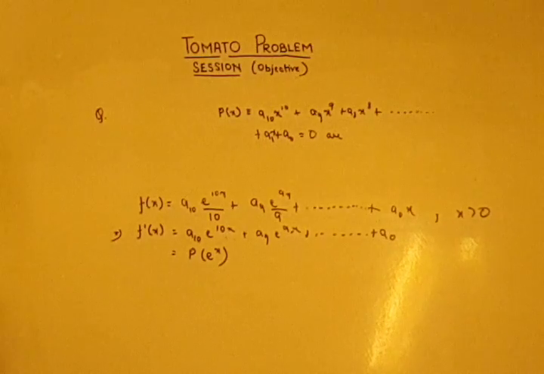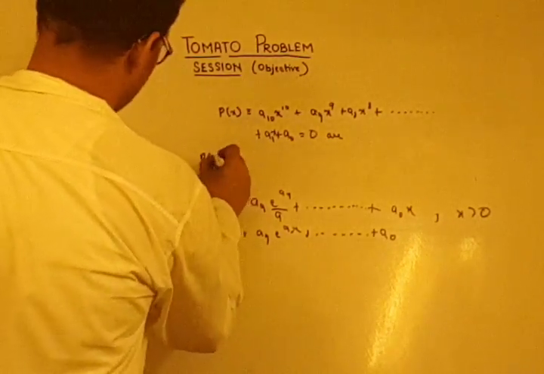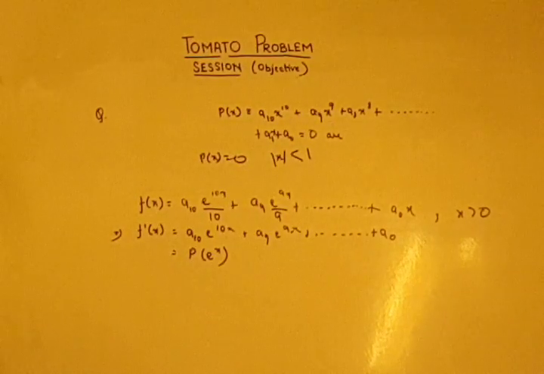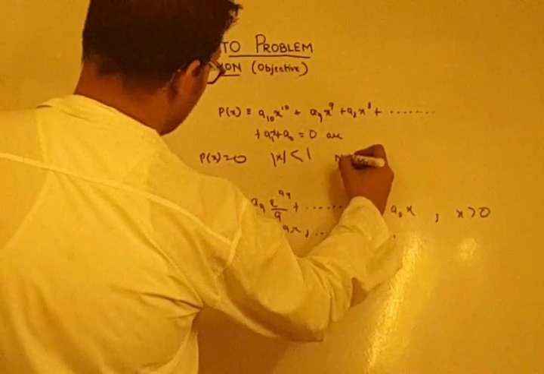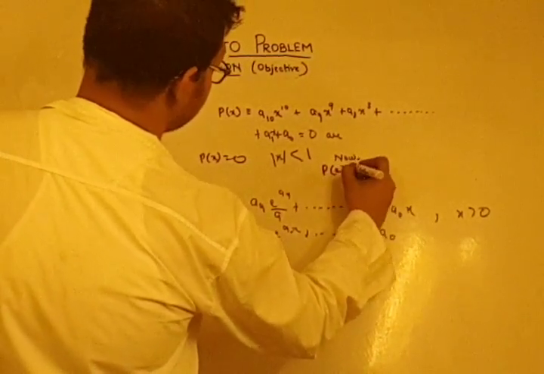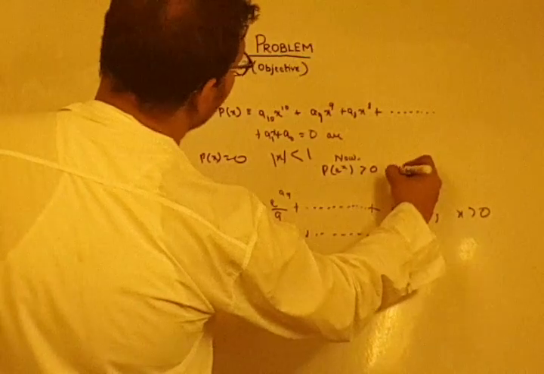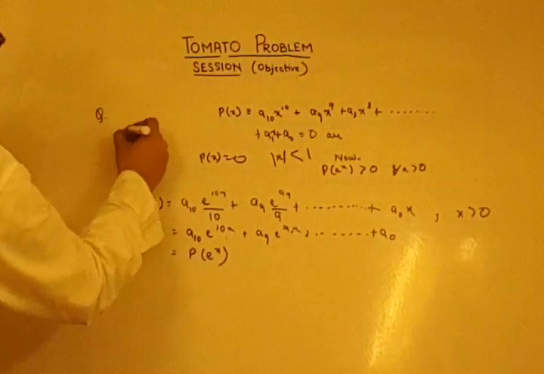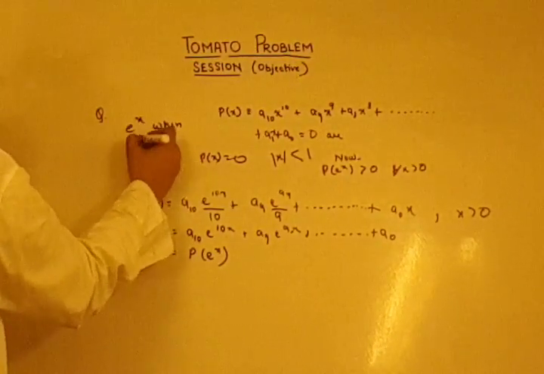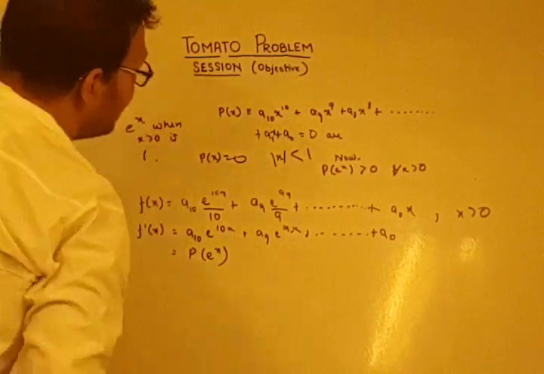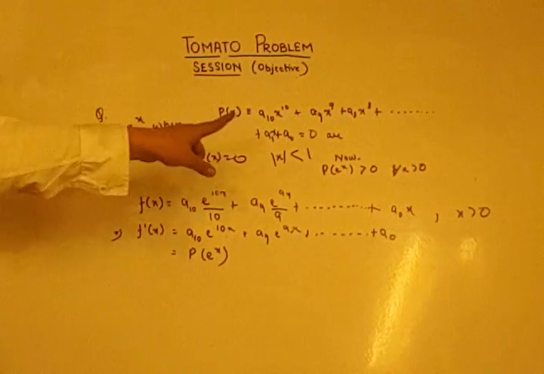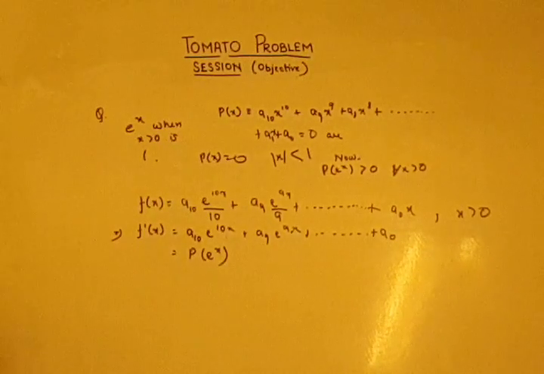Now p(x) vanishes only for x less than 1. Now p(x) equals 0, as we said, the roots are all less than 1. Therefore p of e^x must be greater than 0 for all x greater than 0. Why must this happen? This is because e^x when x is greater than 0 is greater than 1. So no zeros of p(x) can lie there, and since the coefficients are positive, p of e^x must be greater than 0.